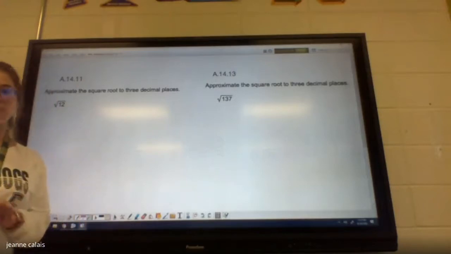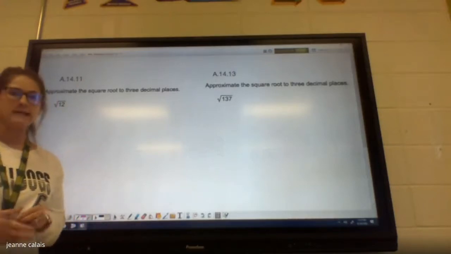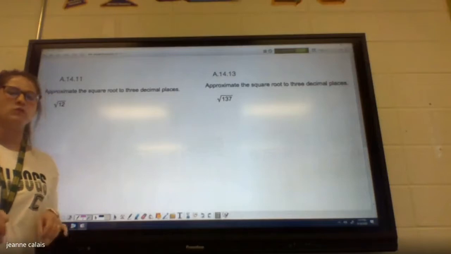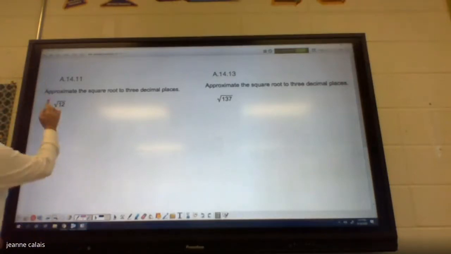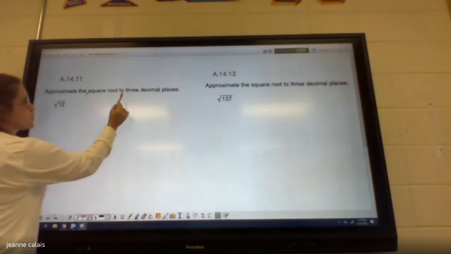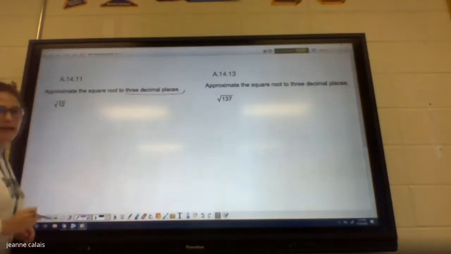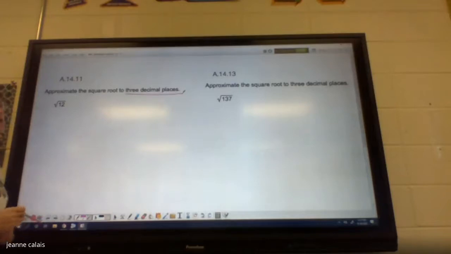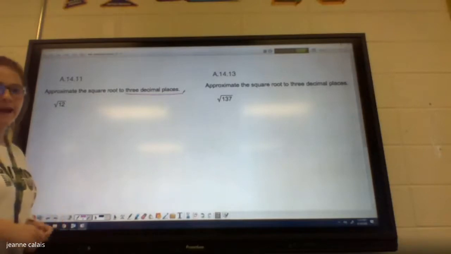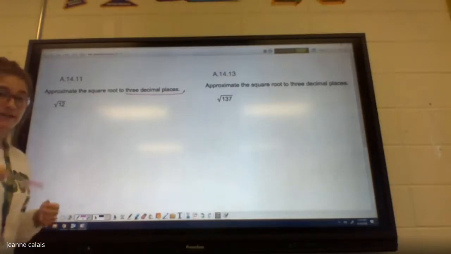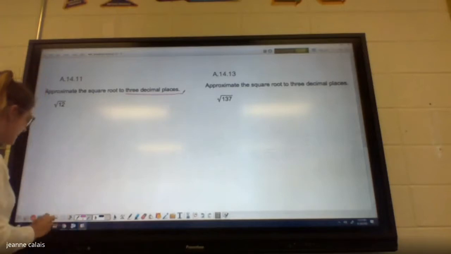Read the directions, I cannot stress that enough to you, okay? That tends to be one of the biggest problems. Students do not read directions carefully. It says approximate the square root to 3 decimal places, okay? So if you have trouble rounding and following the rounding rules, love MyMathLab for that, because it's going to correct you on it. It's going to fix that mistake.